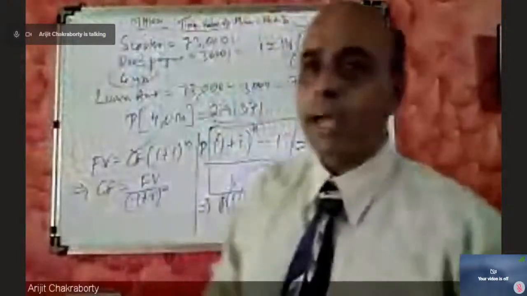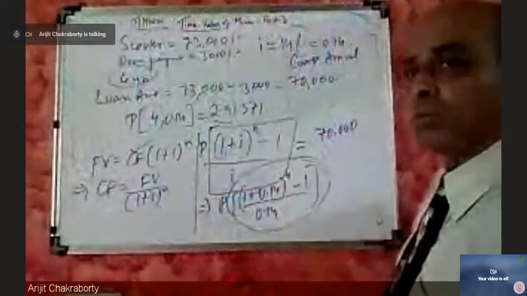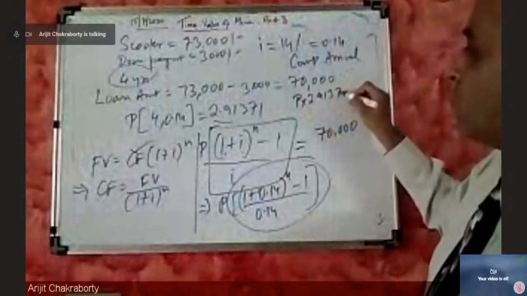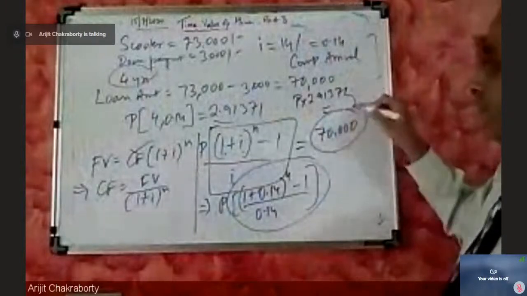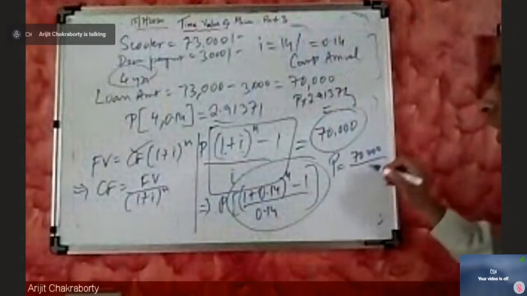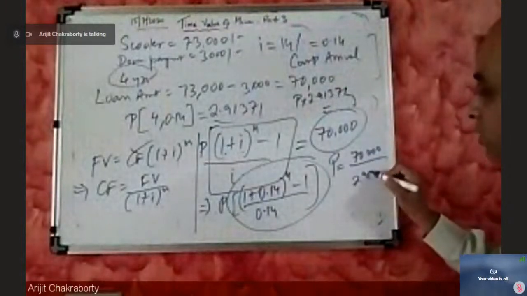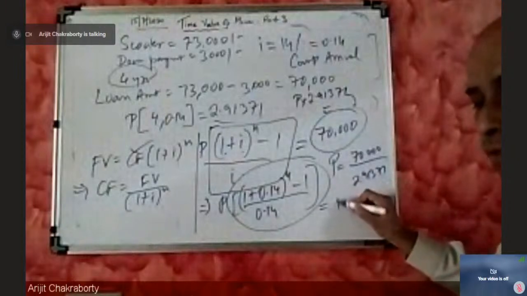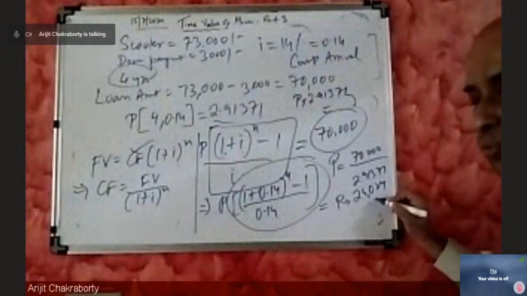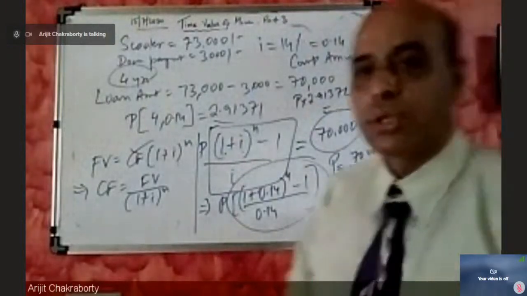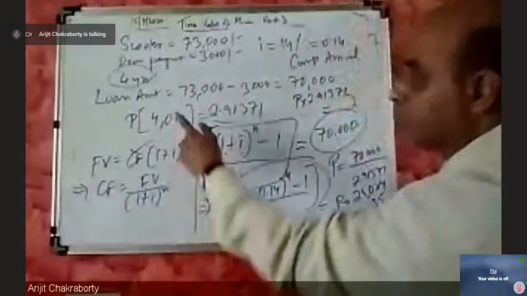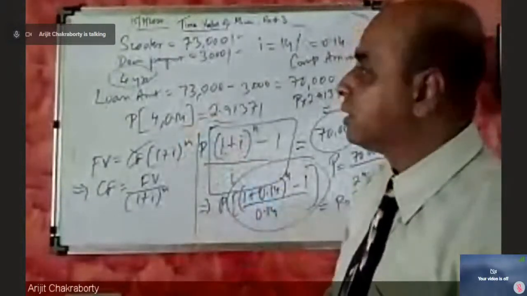This is what we have to find out in the problem. So P multiplied by 2.91371 is equal to 70,000. So you can easily find out P. P will be 70,000 divided by 2.91371, and it comes to rupees 24,024.35. Okay, so this is how we apply the annuity concept.